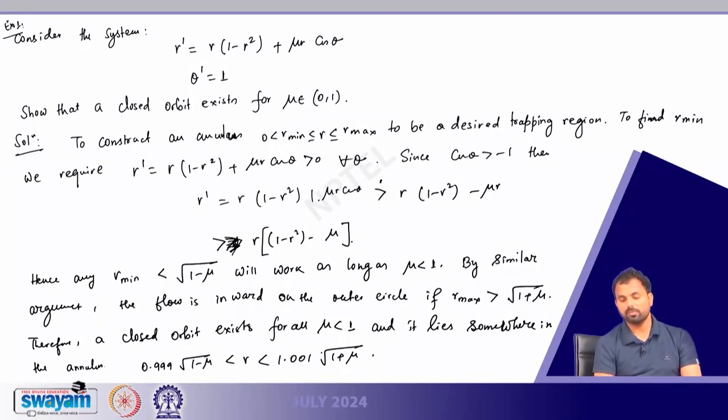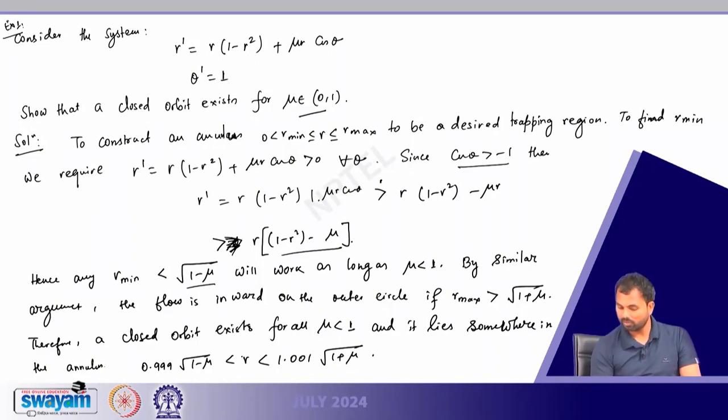So, to construct the closed orbit, basically we need to have the minimum and maximum value of R. The trapping region means the value of R should be between R minimum and R maximum. To find R minimum, we start with the equation and we know that cos theta is greater than minus 1. So, basically r dash is greater than this. Therefore, the minimum value of r is less than this, and it will work if mu is less than 1, which is what is given here.